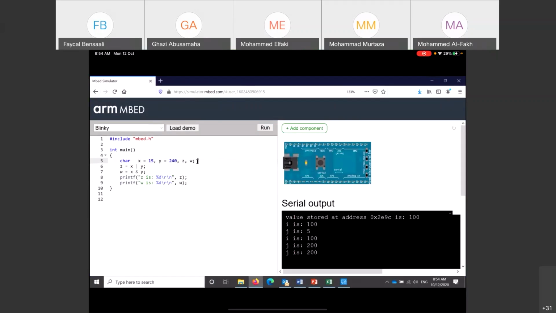So I declared 4 variables actually. So X, Y, Z, and W. Then I initialized X to 15 and initialized Y to 240. And then I did Z is equal X OR Y, and W is equal X AND Y. So what do I get in Z and what do I get in W? So what will be the answer or the result in Z? Can you do this and let me know the answer?